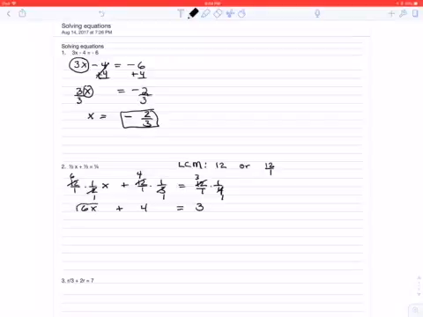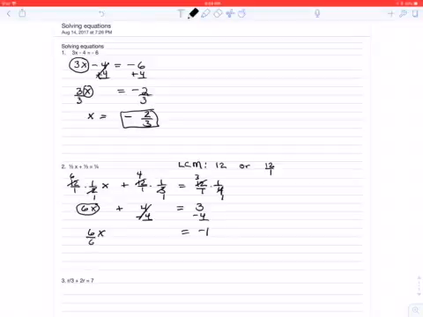Next, I'll get the x term by itself. So I'll subtract 4 from both sides. I have 6x equals negative 1. Now that x is multiplied by 6, to get rid of that 6, I'll do the opposite. I'll divide by 6. 6 over 6 is 1. Do it to both sides. Now, since the numerator is negative, if either the numerator or denominator is negative, it makes the whole fraction negative. So the answer is negative 1/6.